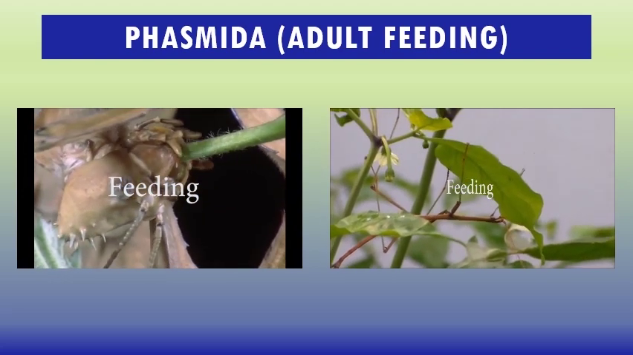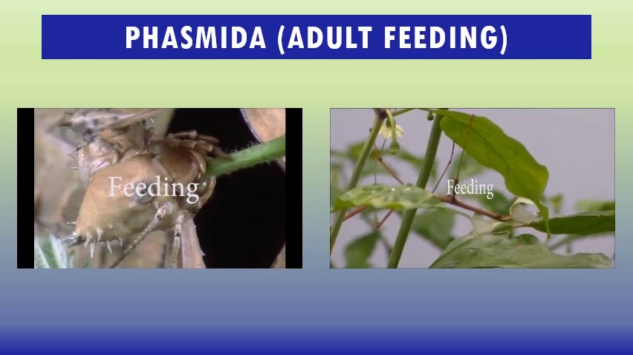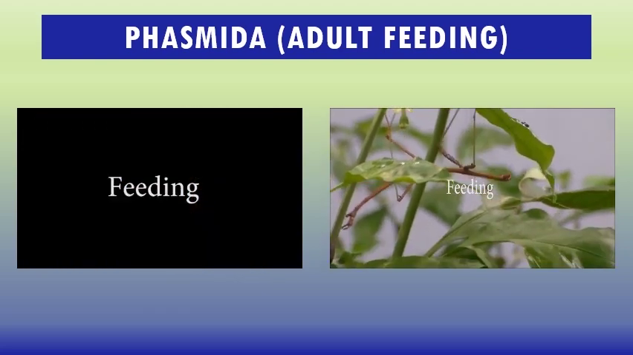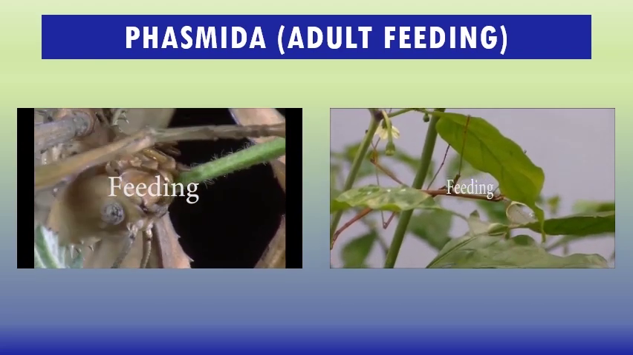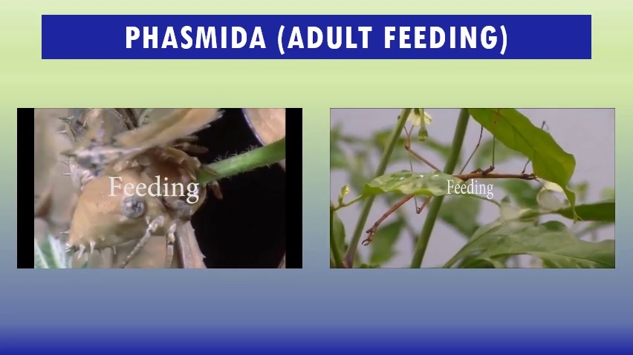Now Phasmida, adult feeding. The mouthparts project out from the head. Chewing mandibles are uniform across species. Phasmids are herbivorous, feeding mostly on leaves of trees and shrubs.